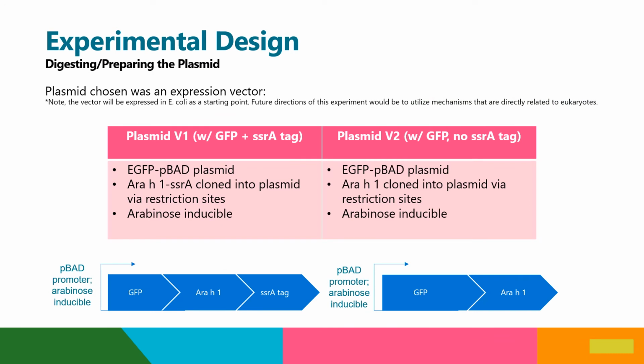Next step is plasmid construction. So after looking around for what plasmid I'm going to use, which took some time, I decided to use the plasmid EGFP PBAD. It has an inducible promoter, with the inducer being arabinose. So for this experiment, I wanted to construct 2 different versions of this plasmid. One would have the SSRA tag, and the other would not. I did this so that in the later analysis, I could compare the two to see if there was going to be any difference.